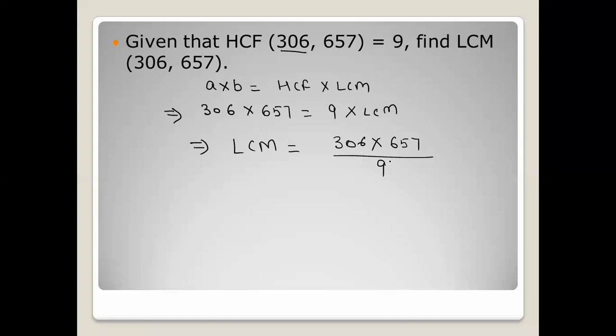So just simplify it. So we can cancel it by 3. So it is 102. Again by 3, so we can divide 102 by 3. Yes, so that is 34. Now we can take the product of 34 into 657, that is 2233. That's it. So that is the LCM of 306 and 657. Let us move to the next question.